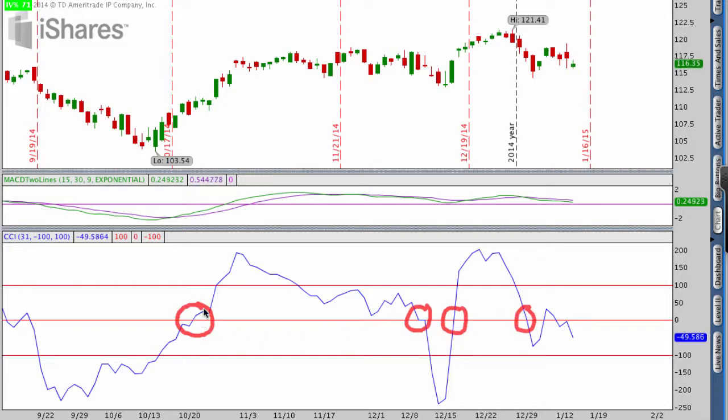So you can see we got a cross back here in, this is in October if you can't see the date here. And you can see that that cross in CCI did lead to some nice rallying in the stock as we headed towards the end of the year.